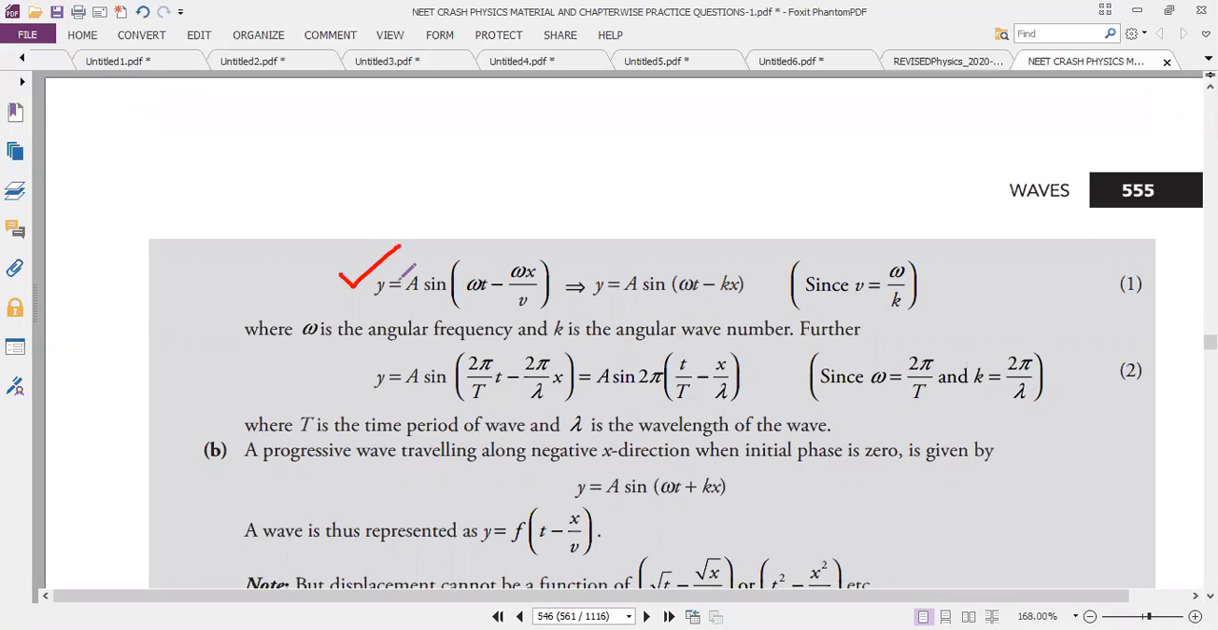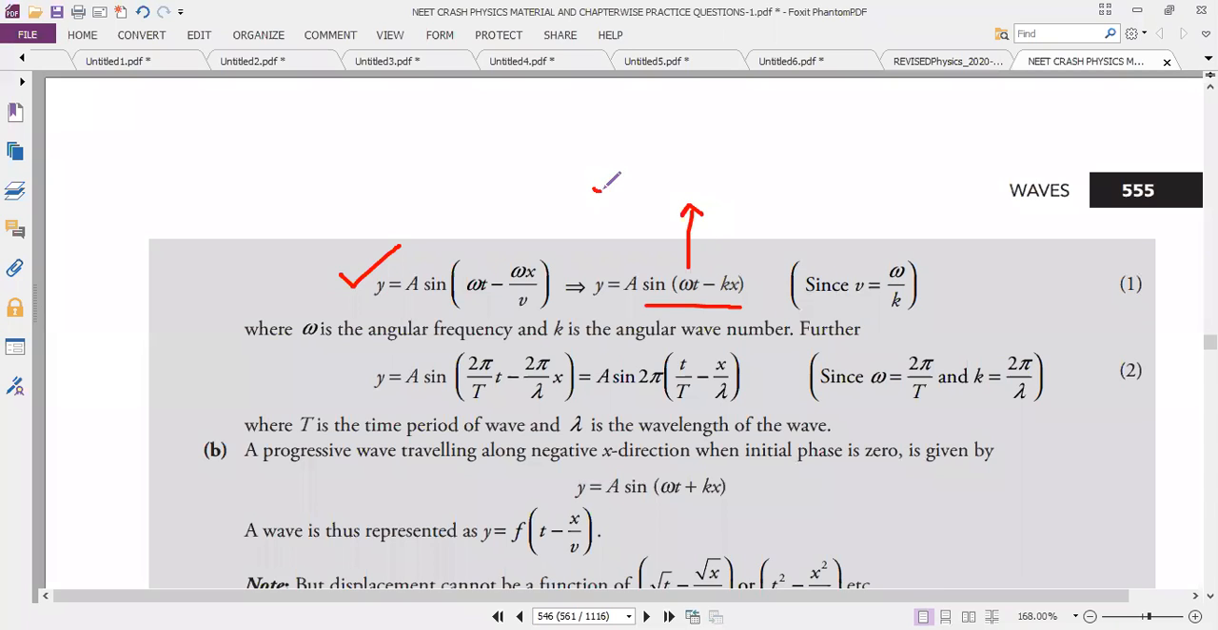y is equal to a sin omega t minus omega x by v, and what is v? That is omega by k. Just replace it, and you will get y is equal to a sin omega t minus kx. Maximum in this lesson, they will ask questions.